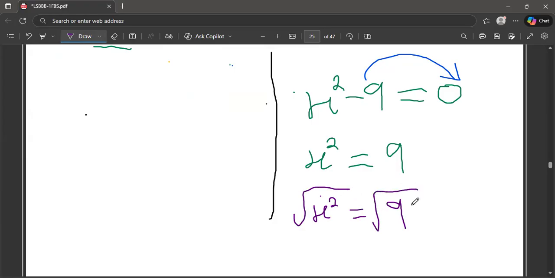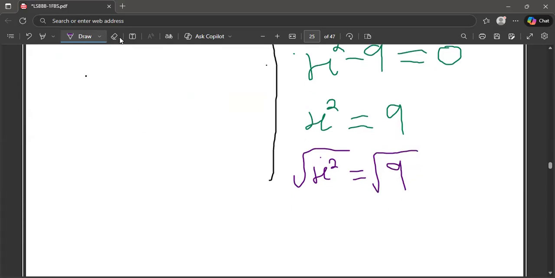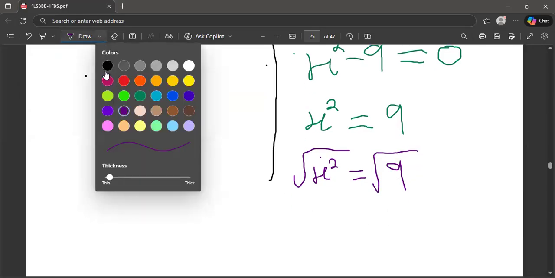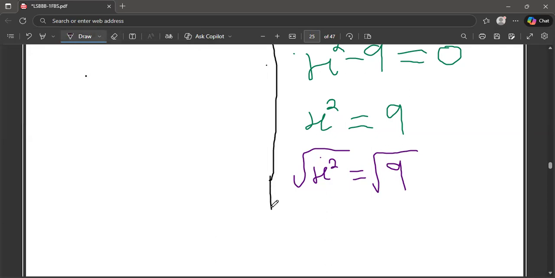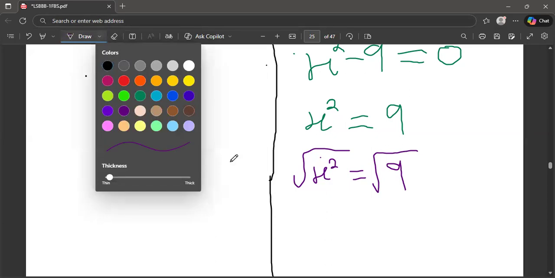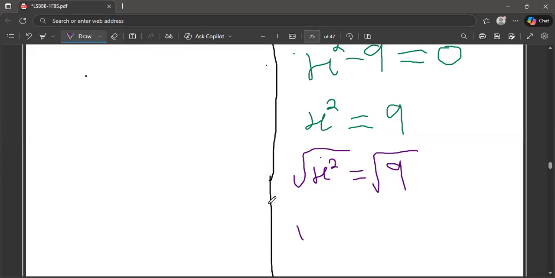Okay. Do you have a calculator beside you? Please type the root of 9 and tell me the answer now, please. Quickly type the root of 9. When you type the root of 9, what are you getting? You get 3. Thank you very much.